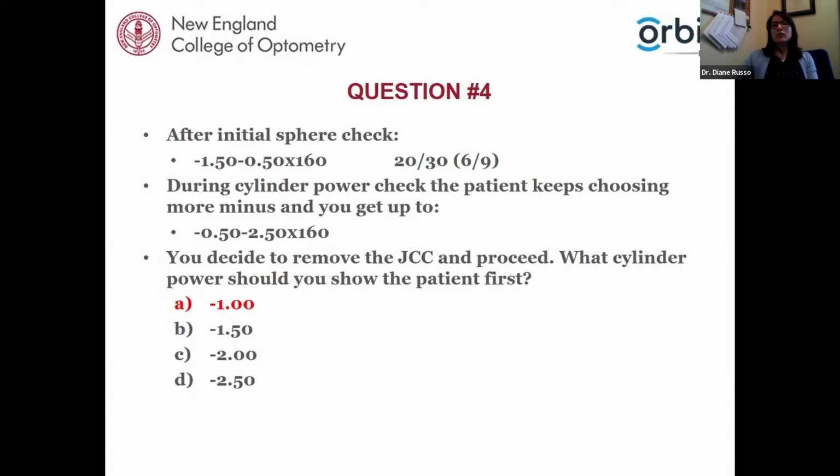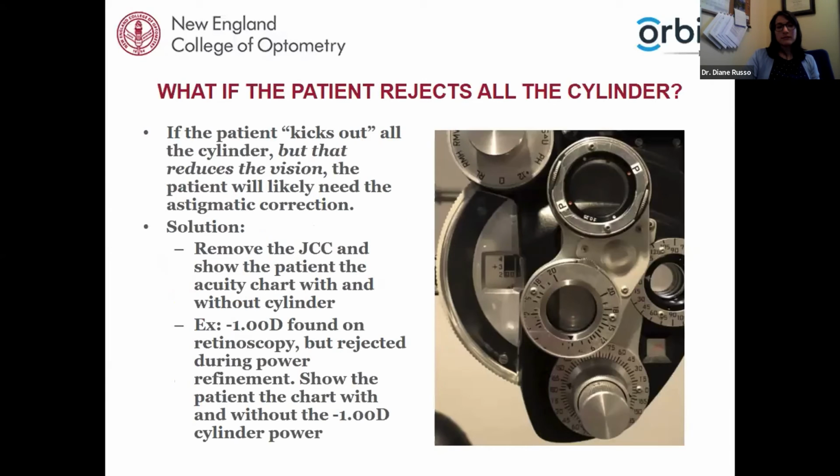I think the larger point to take home from this question is to start with the lower power, because in this case, we should be suspecting that the patient does not need a significant amount of cylindrical correction beyond what we're already finding. If you were to start with -1.50 or -2, you're probably already starting with a higher cylindrical power than the patient truly needs. You could even start with the -0.50 and build up from there. But I probably myself would not start higher than the -1 at this point in the process. So that's if the patient keeps choosing that they want the cylinder.